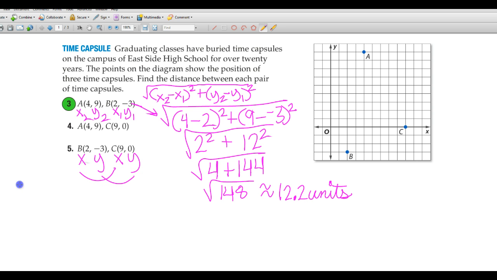So I'll show you on this one what I'm talking about. I'm going to take this x coordinate first minus this x coordinate second. And I'm going to reverse that order for my y. So I'm going to take this y coordinate first minus this y coordinate second. The important thing is that I'm putting my x's together and I'm putting my y's together. That's the important part.